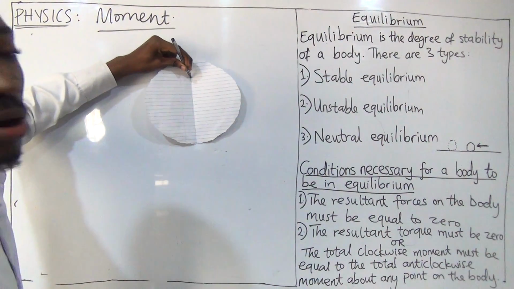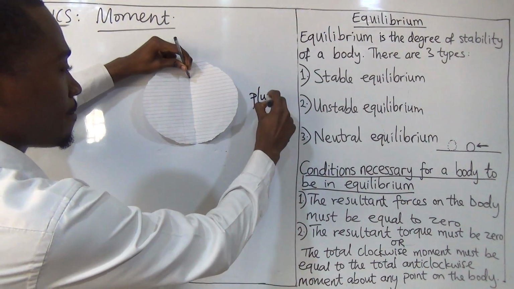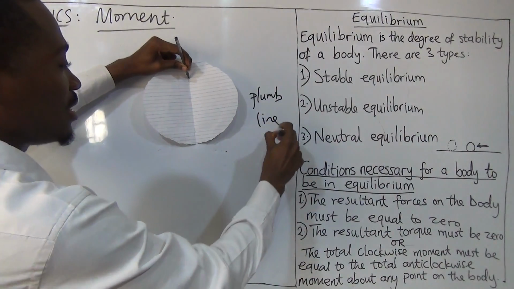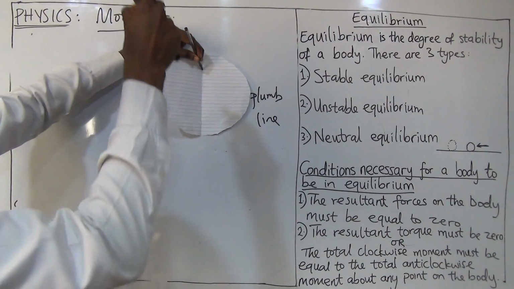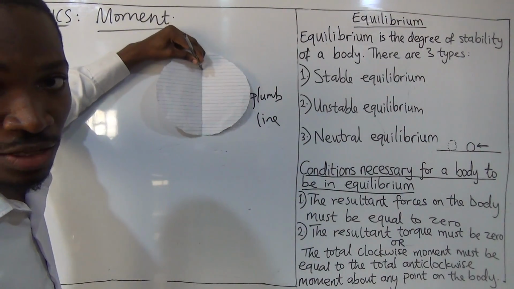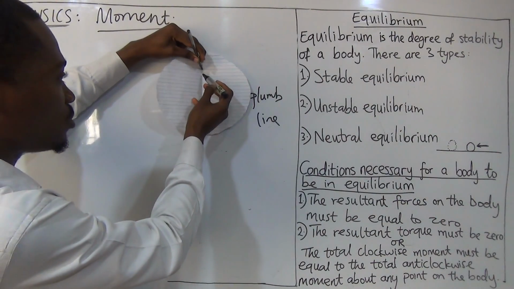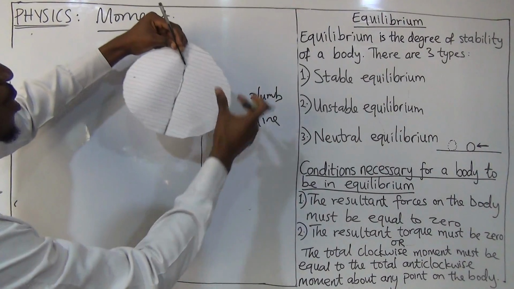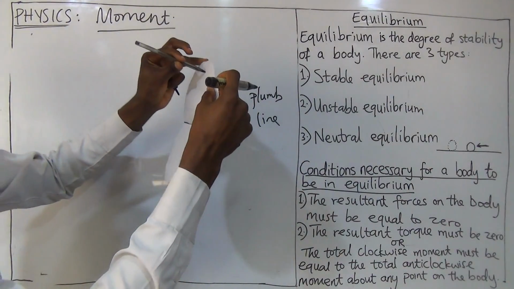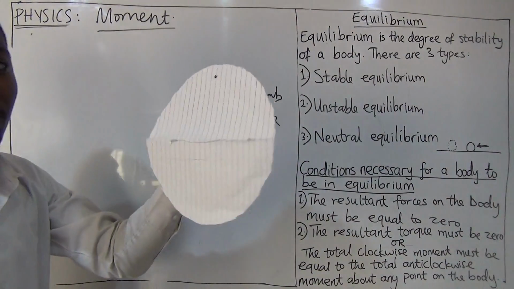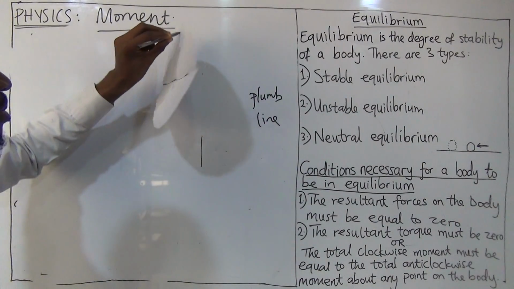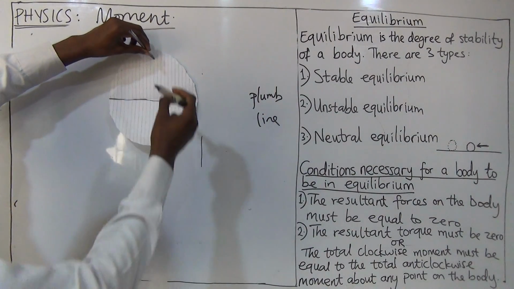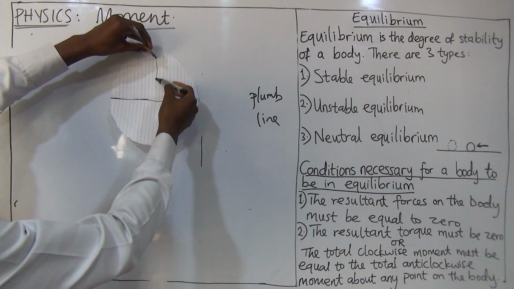Once this object is hanging freely, I'll produce a vertical line, a plumb line. A plumb line is a line that goes straight into the center of the earth, straight along gravity. Then I will hang it on another hole so that it can hang freely, and I do the same thing: I produce a vertical line.